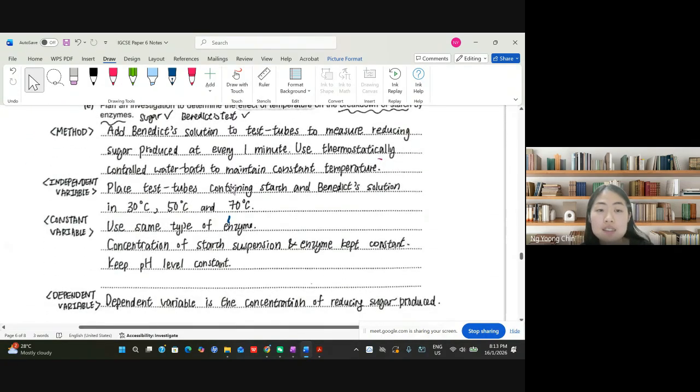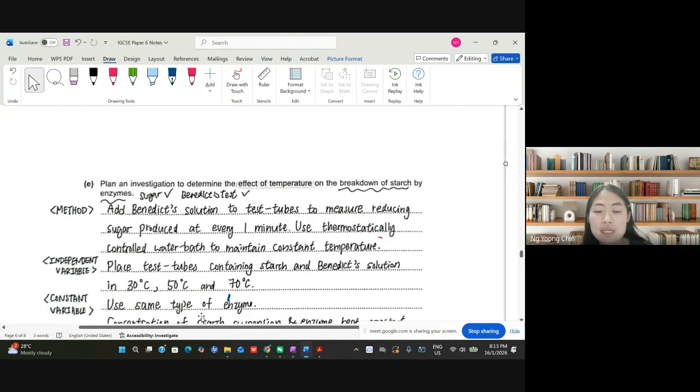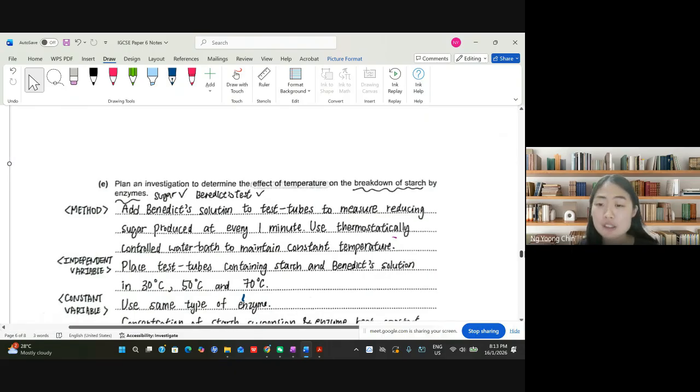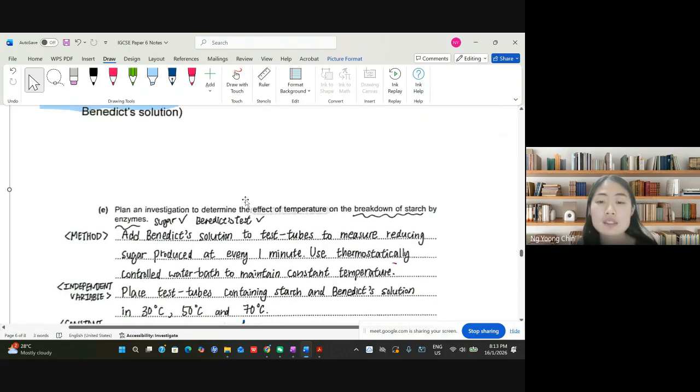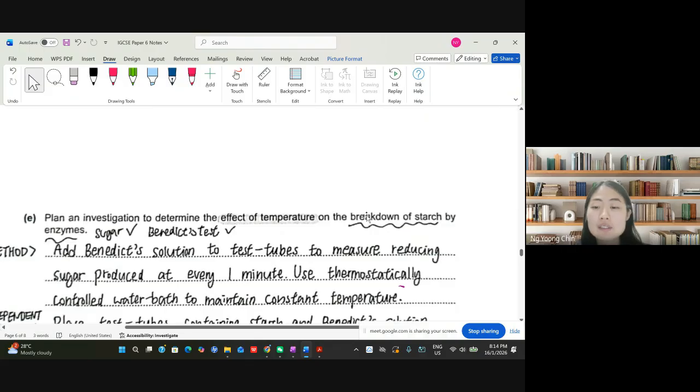And this one, see: plan an investigation to determine the effects of temperature on the breakdown of starch by the enzyme. So the effect of temperature is the manipulated variable. Breakdown of starch by enzyme is the responding variable. But how are you able to write this responding variable? You cannot just copy "breakdown of starch by enzyme". It refers to how you are able to measure the rate of the enzymatic reaction.